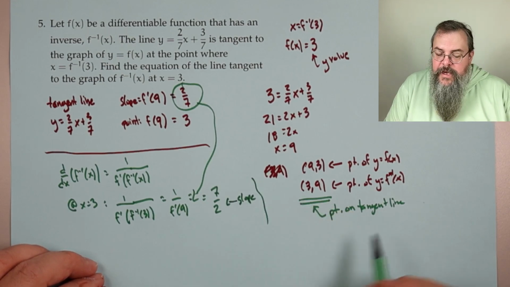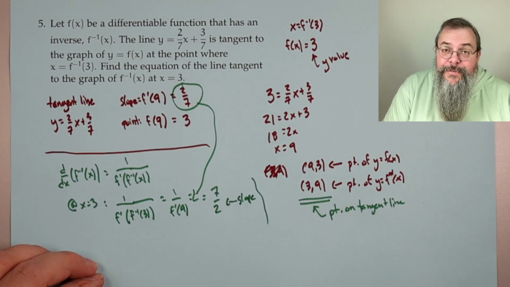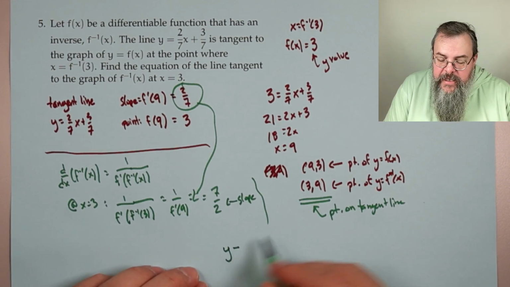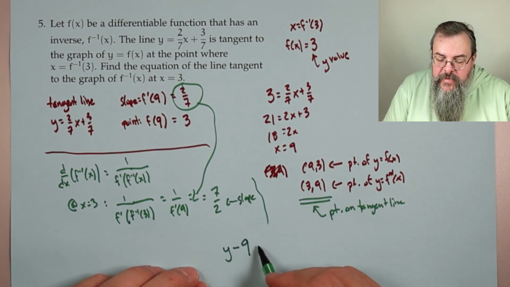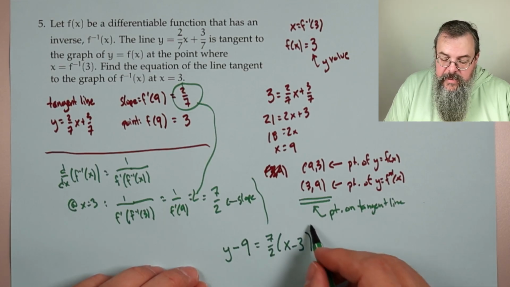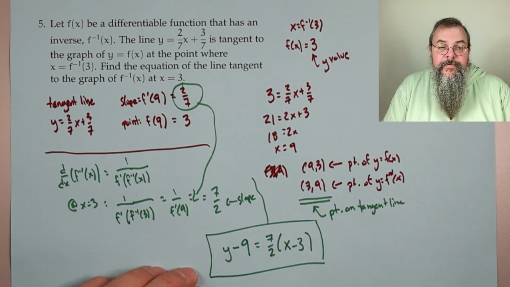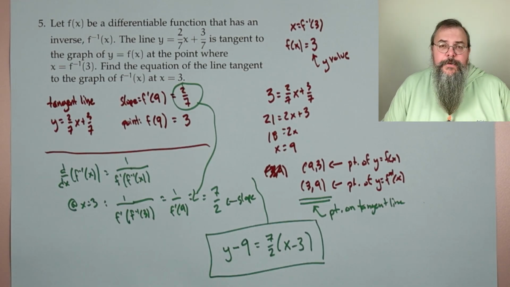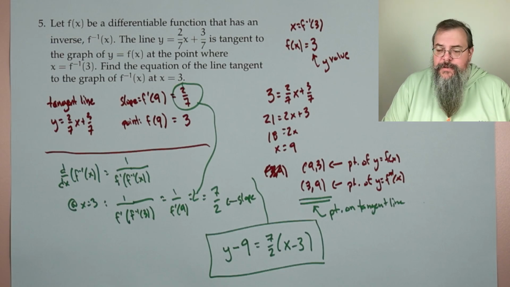All right, we have our point and we have our slope. We put them together. So y minus 9 is equal to 7 halves, x minus 3. And there's our answer. We can rearrange, but I don't know if it would make it much nicer, so I'm happy with that. Life is good.